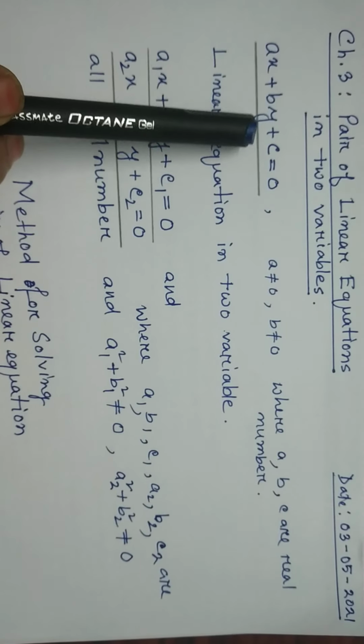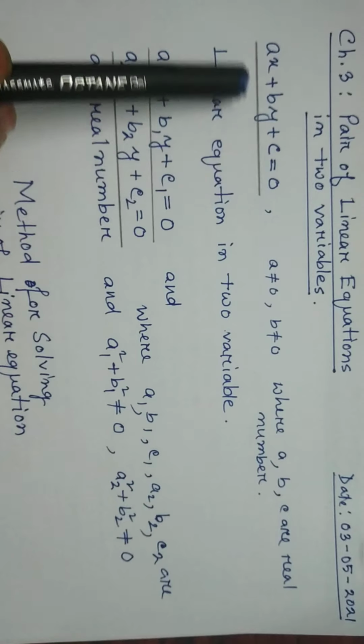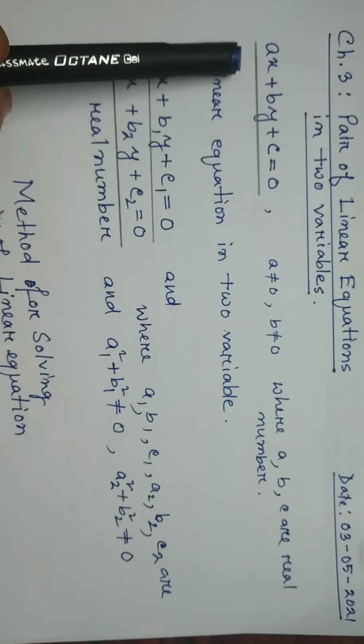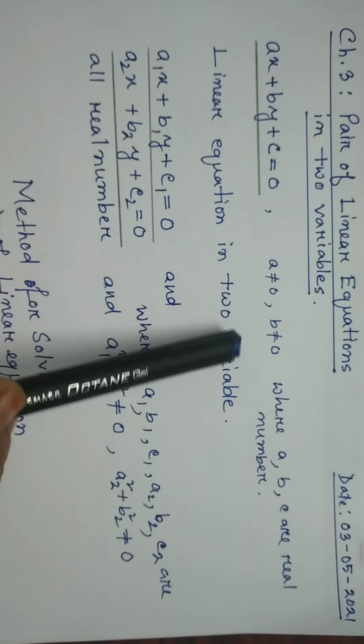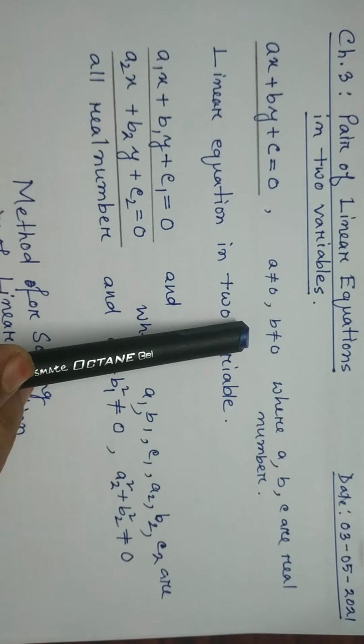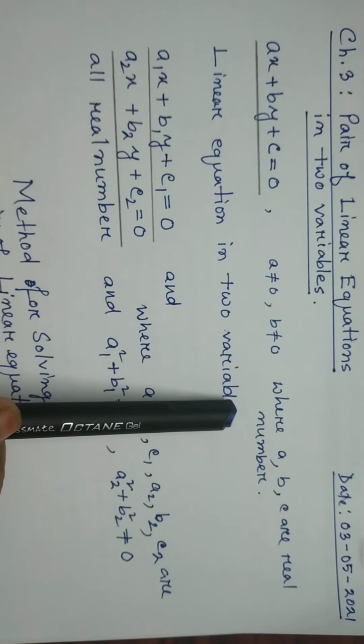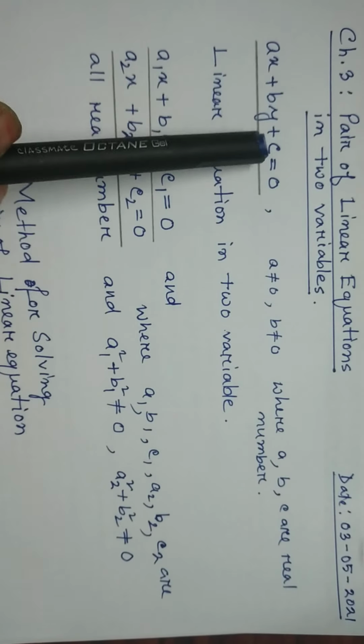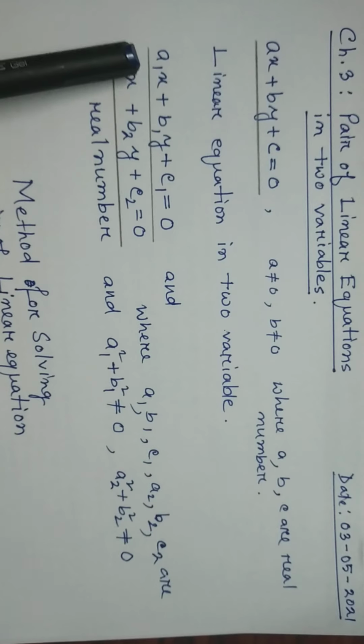ax plus by plus c equal to 0. This is the standard format of a linear equation in two variables, where a not equal to 0, b not equal to 0, and a, b, c are real numbers. Now if it is a pair of linear equations in two variables, then what happens?